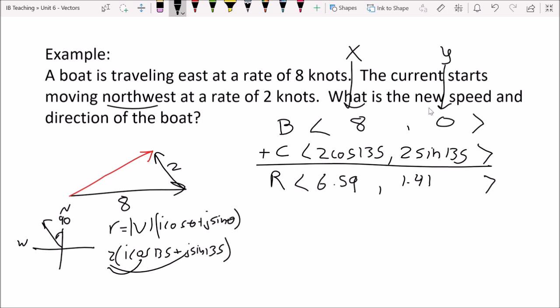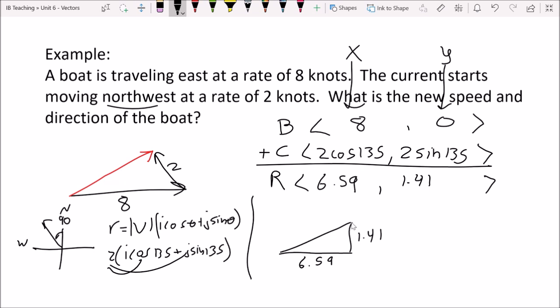So now what we have to do is figure out what's the new speed and what's the new direction. Remember, from this picture, the way we labeled this, the speeds were magnitudes. So what we have to do now is find the magnitude of this vector. The easiest way to think about it is if we take a minute and draw out this vector. This is a vector that goes 6.59 to the right, and it goes up 1.41.